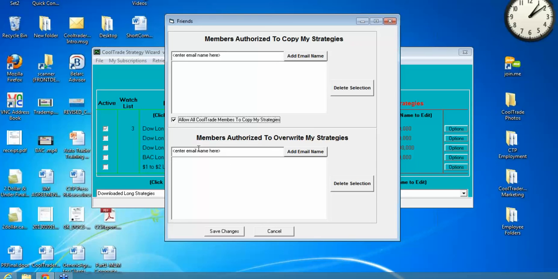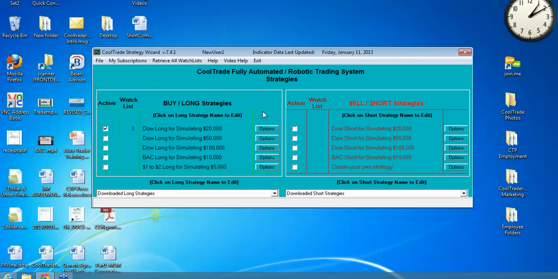Once he checks that box, he clicks save changes, and then the whole community would be able to see his strategy. If he just wanted to share it with you, he could put your email address in here, and then you would have access to it, but everyone else would not. So that's how that works. Wow, that was pretty cool.